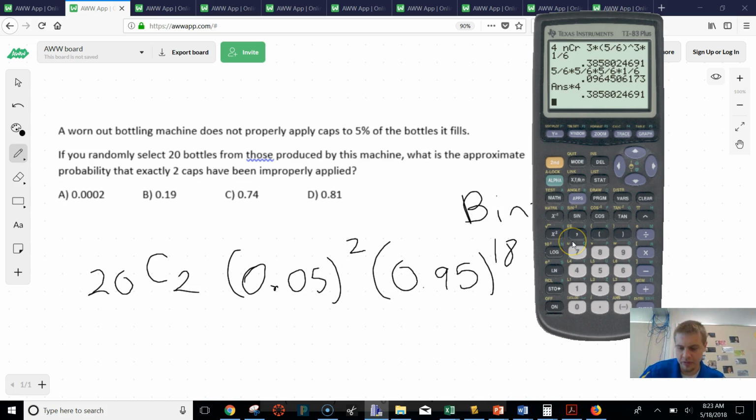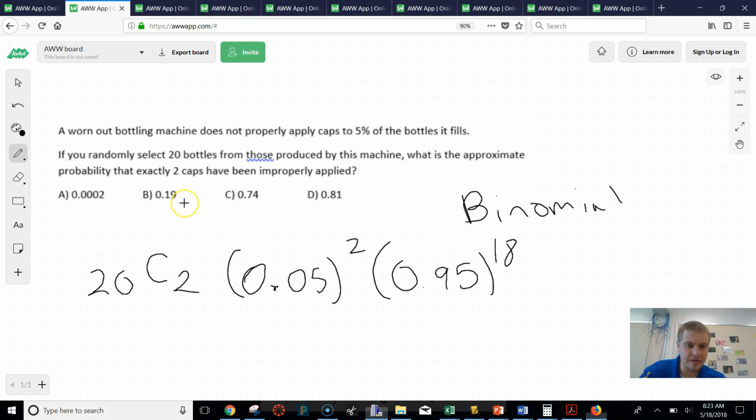So I'm going to do 20 math probability choose 2 times 0.05 to the second times 0.95 to the 18th. And I can see that that's 19%, so B would be our choice there. Let's try the next one.